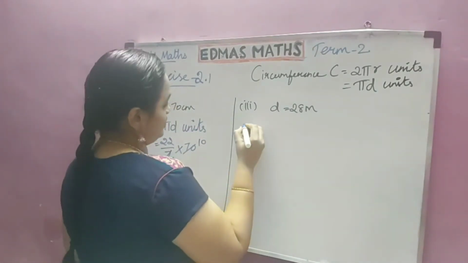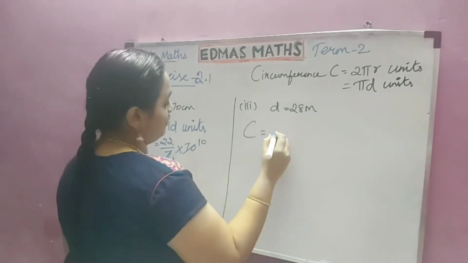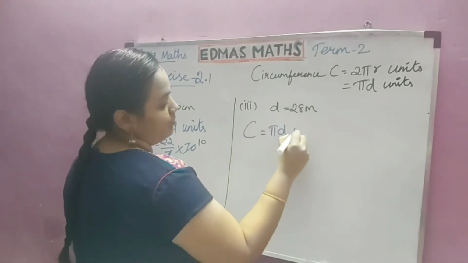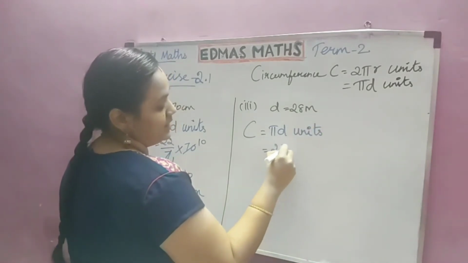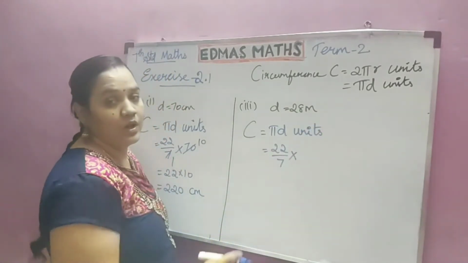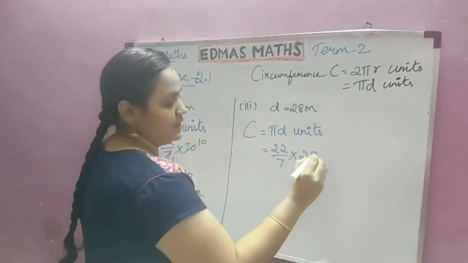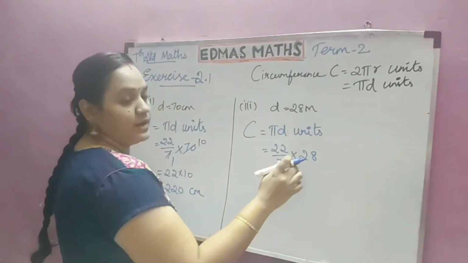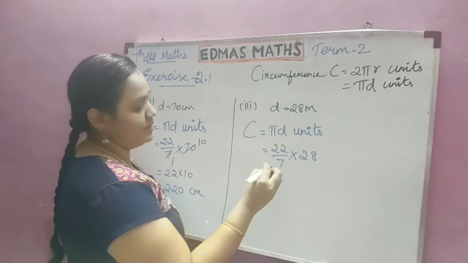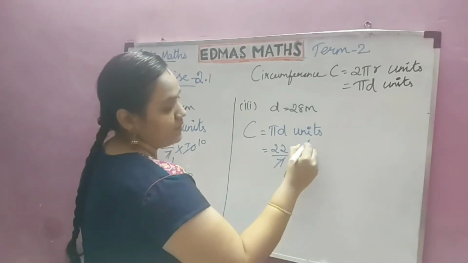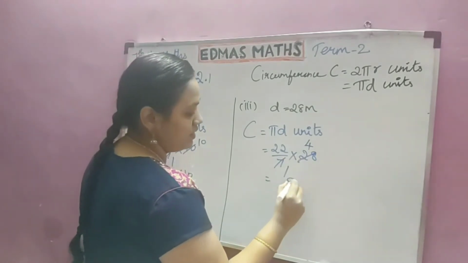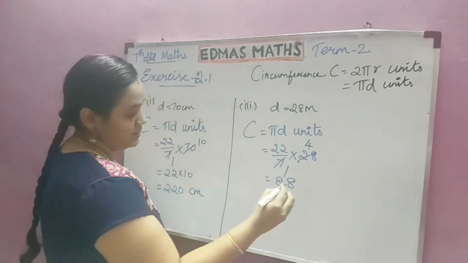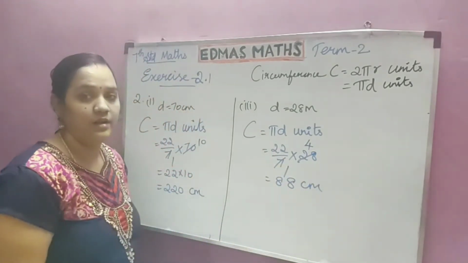Next, third option. Here also we have to write the formula. C equal to pi d units. So pi value is 22 by 7 into, here the diameter is given as 28. Okay. So 28 comes in 7 table. So 1 7s are 7, 4 7s are 28. Now we have to multiply. So 88 centimeter. This is your answer.